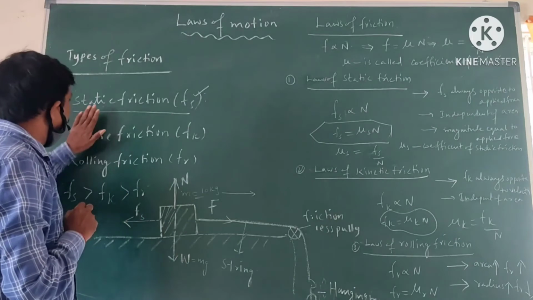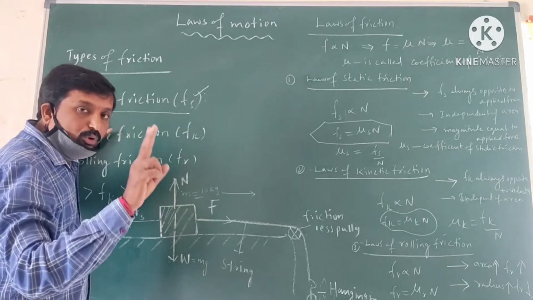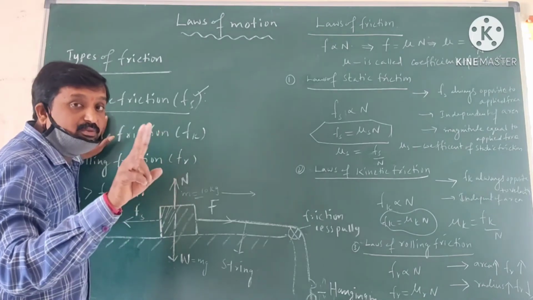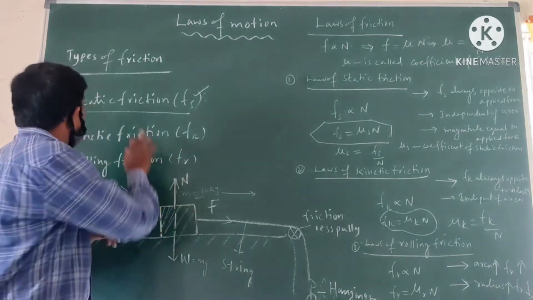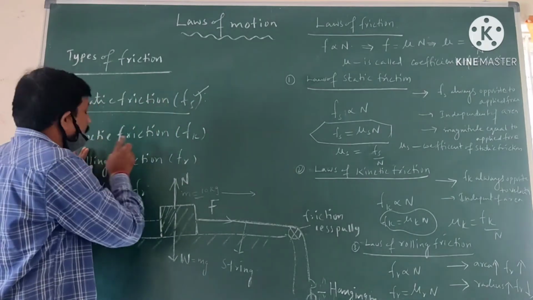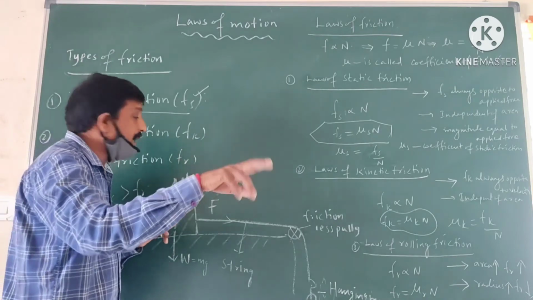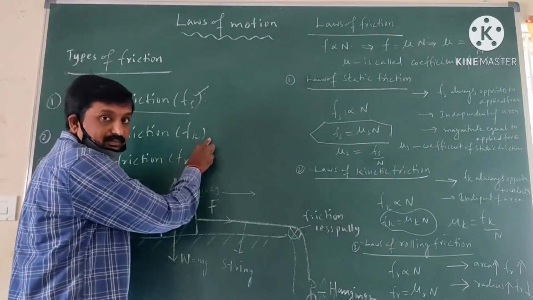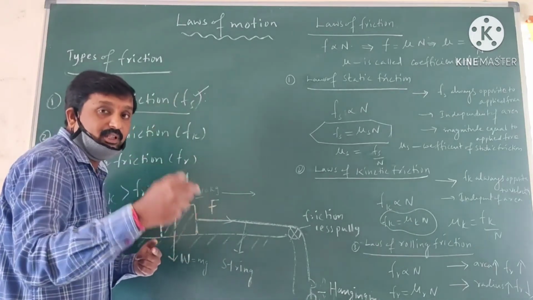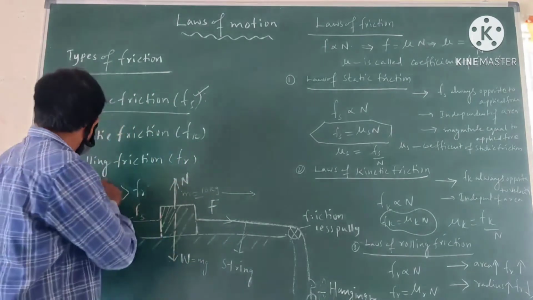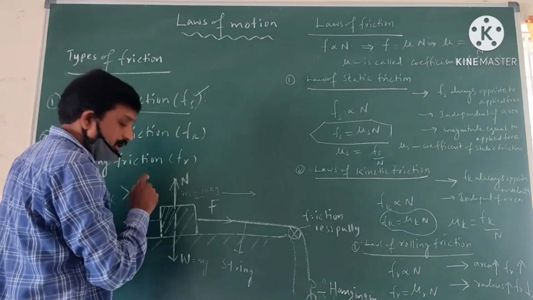What are they? Static friction. Static friction is when the body is at rest, it has maximum friction between the body and the surface. That is called static friction. When the body is in motion on the surface, at that time the friction is called kinetic friction. When the body is rolling on the surface, at that time the friction between body and surface is called rolling friction. Rolling friction is denoted by Fr.